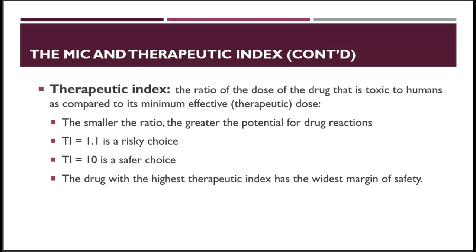I want a ratio that is large. So if the toxic dose is 10 micrograms per mil, but the effective dose is 1 microgram per mil, my ratio is 10. And that is good for my patient. It means that I can give a small dose that's going to be effective, but it's not going to be toxic to my patient.